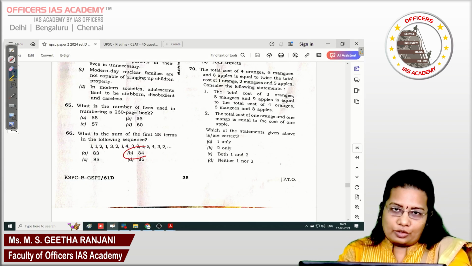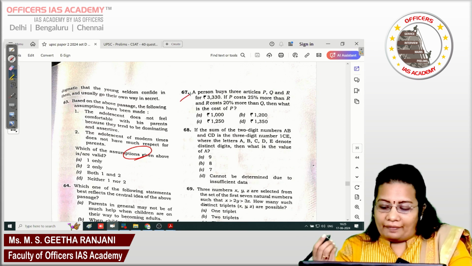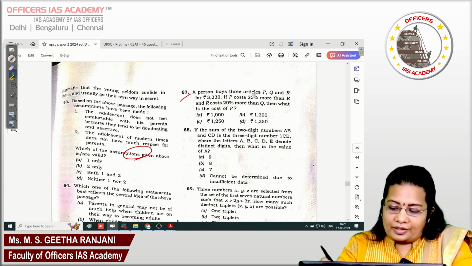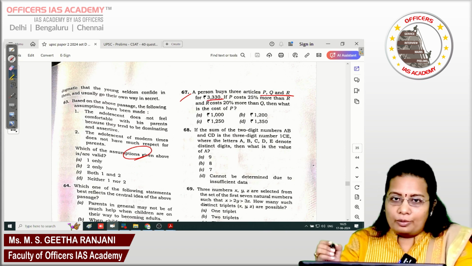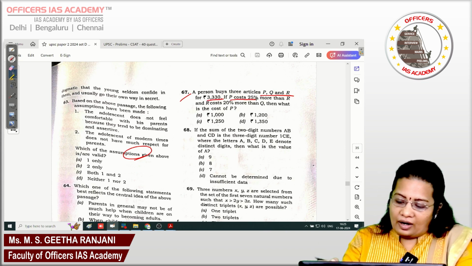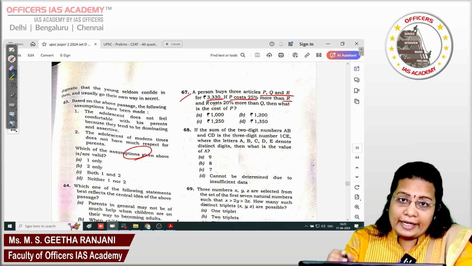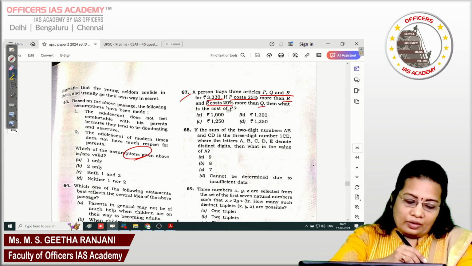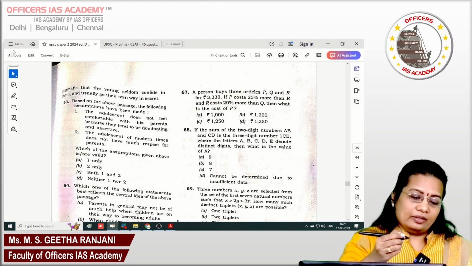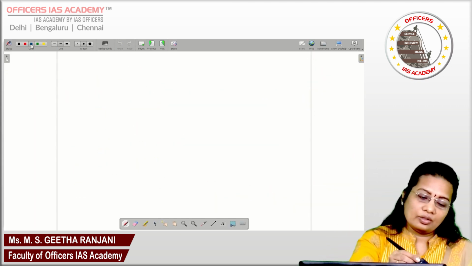Right? Next question. Question number 67. A person buys 3 articles P, Q and R for rupees 3,330. If P costs 25% more than R and R costs 20% more than Q, then what is the cost of P? So let me take the white page.